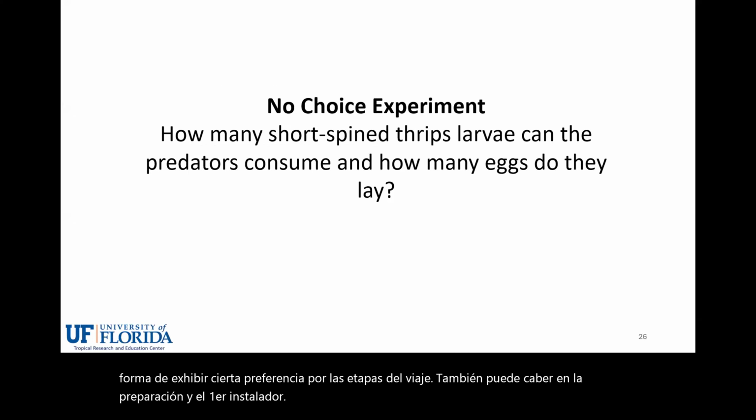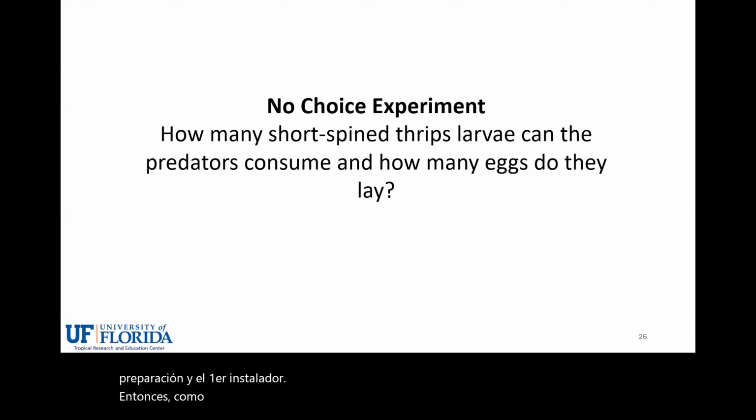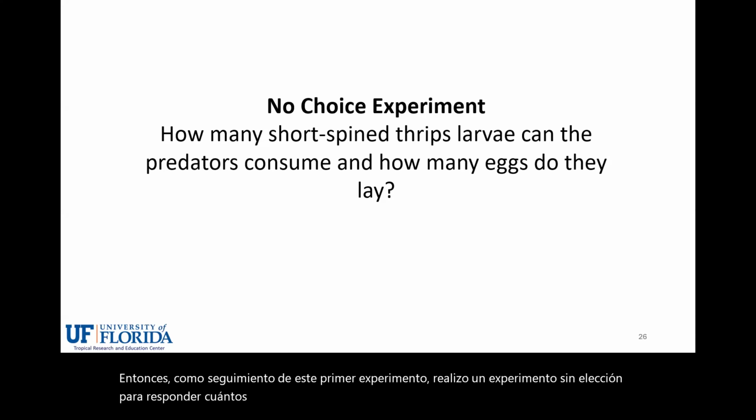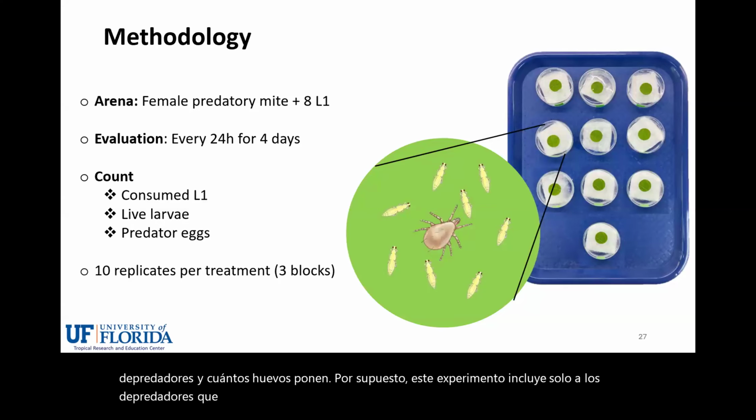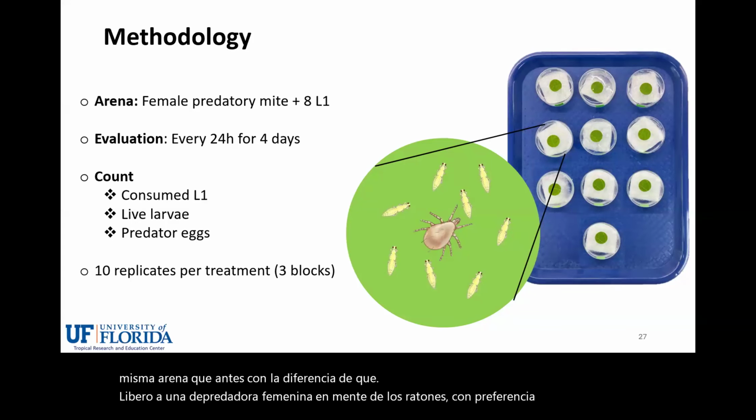So as a follow-up for this first experiment, I conducted a no-choice experiment to answer how many short spine thrips larvae the predators can consume and how many eggs they lay. Of course, this experiment includes just the predators that exhibited some preference for Thrips parvispinus. In this case, I used the same arena as before, with the difference that I released one female predatory mite of the mites with preference for Thrips parvispinus and a first instar larva.